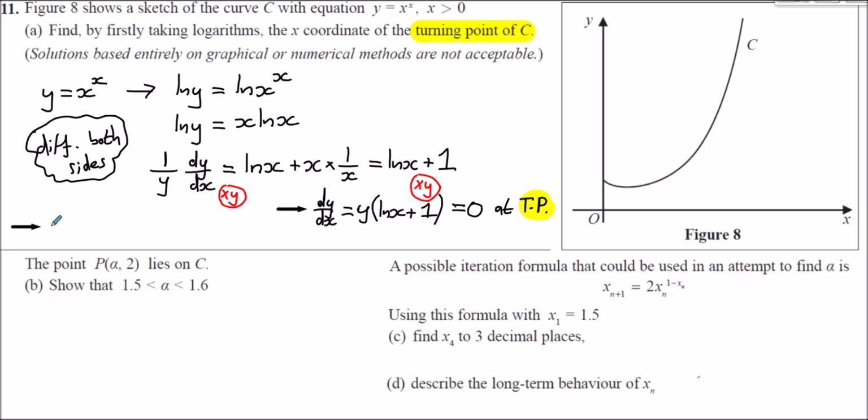And this is actually not too hard to do. So ln x plus 1 equals 0. So ln x equals minus 1. So therefore, x is simply going to be e to the power minus 1 at that turning point. So x equals e to the power minus 1 at the turning point. So that's part 1 of this question complete.